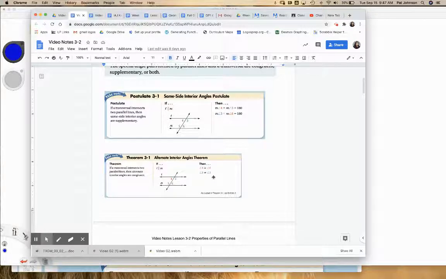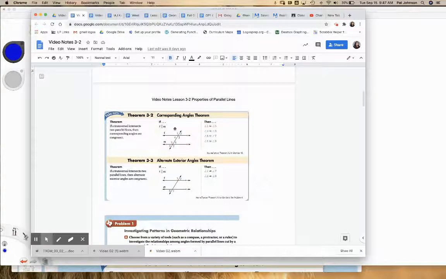Write that down. Postulate 3.1 says alternate interior angles are congruent. Again, the transversal must cut parallel lines. Then the alternate interior angles are congruent. Note that they said they're congruent, not equal. So what are alternate interior angles? 4 and 6, and 3 and 5.